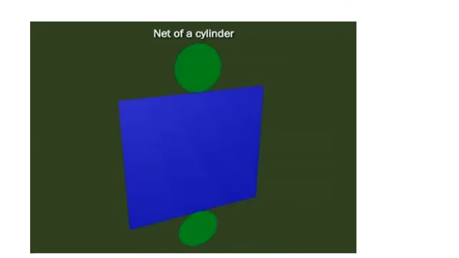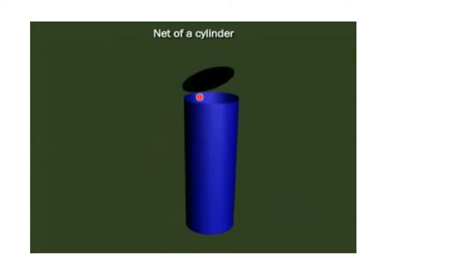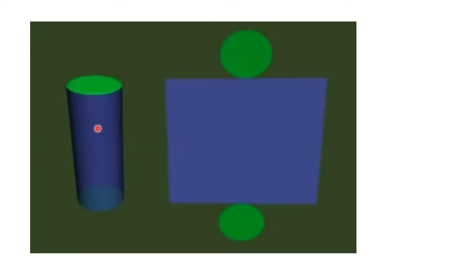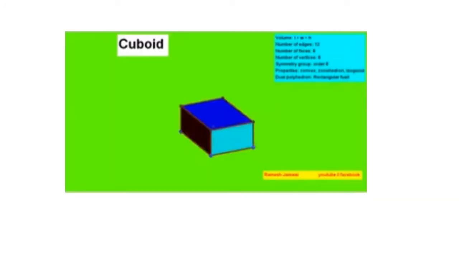Next one, net of a cylinder. Look here, these 2 circles and 1 rectangle shape are forming a cylinder, isn't it? When we open up the cylinder, we get one rectangle part, and that rectangle part is the curved surface of the cylinder. Then 2 circles are there, isn't it? So these 2 circles. When we open up the cylinder, we get one rectangle shape and then 2 circles.